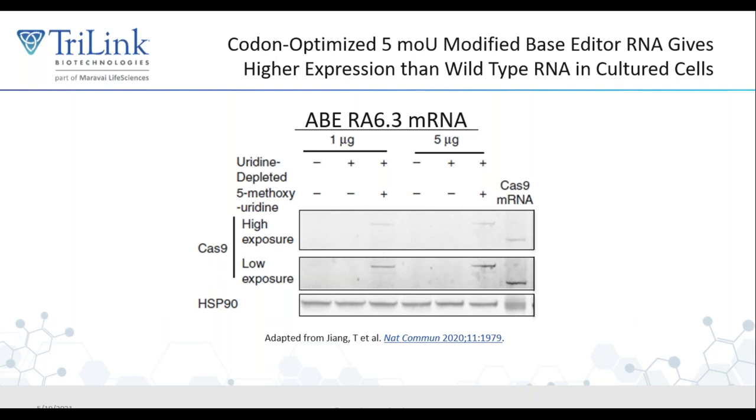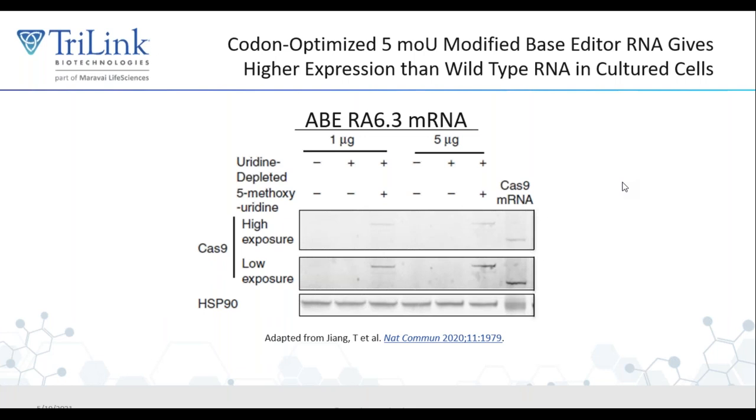and wild-type uridine. We compared this against a standard U-depleted Cas9 control, and HSP90 was used as a control to ensure the blot was performed correctly. U-depletion is signified by a plus here, and the 5-methoxy-U modification is signified with a plus or minus here. Below, in the blot image we measured the expression via blot here.